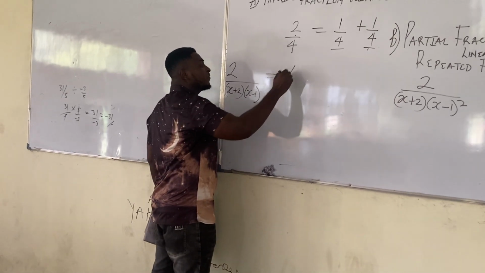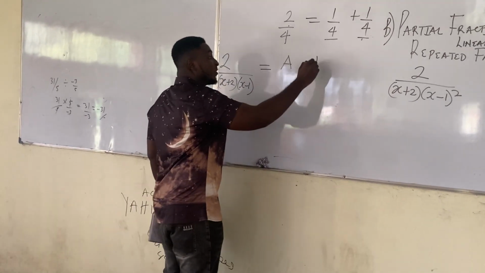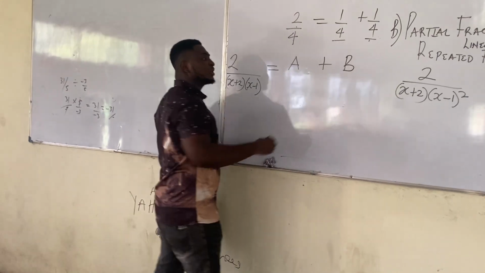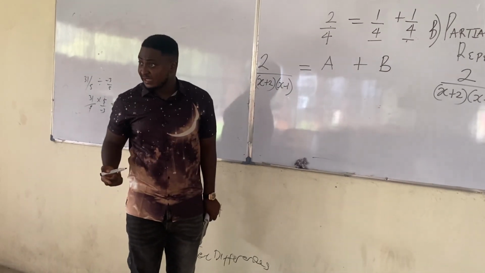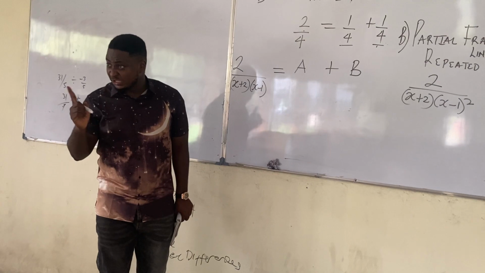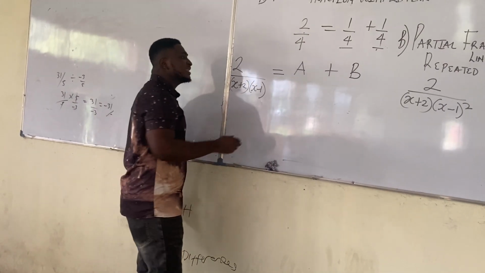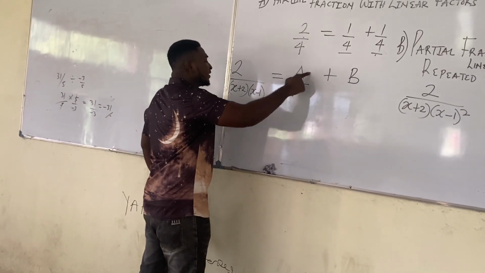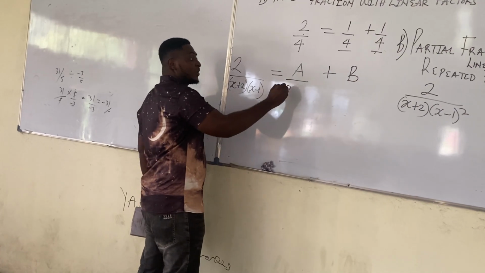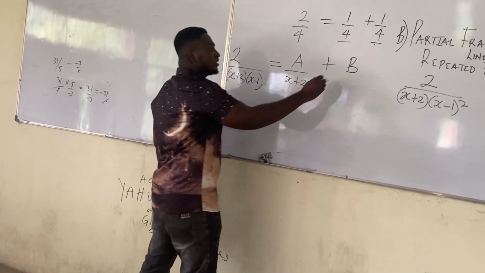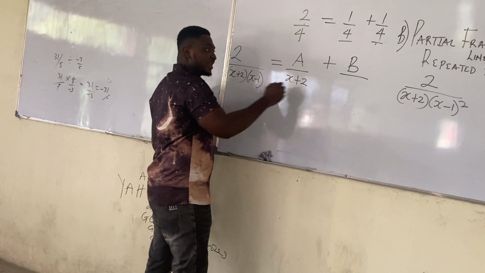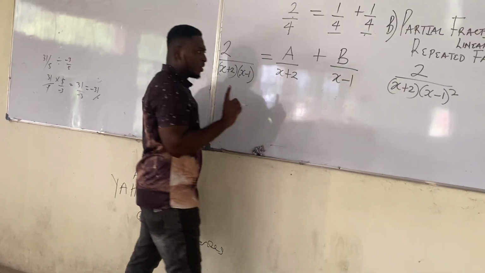And class, we're going to call the first fraction A and the second fraction what? B. And as usual, every fraction must have a denominator, right? You can't be a fraction without a denominator. So class, let the denominator of this A be this first denominator, x plus 2, and let the denominator of this B be this second denominator, x minus 1. I'll come again one more time, class.